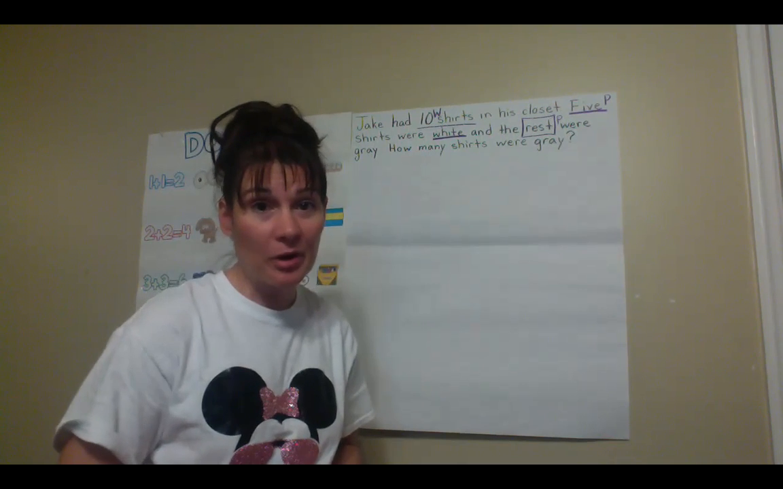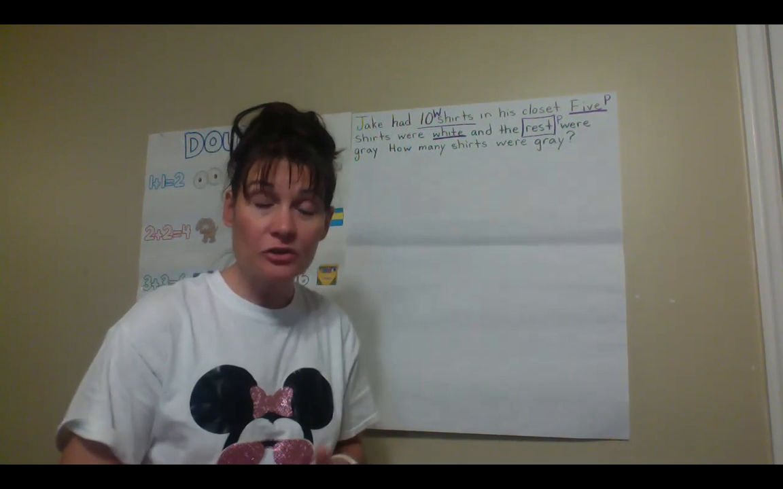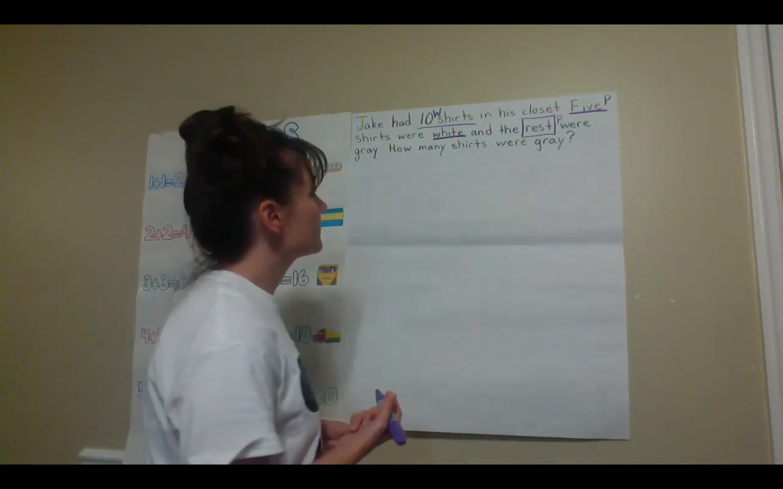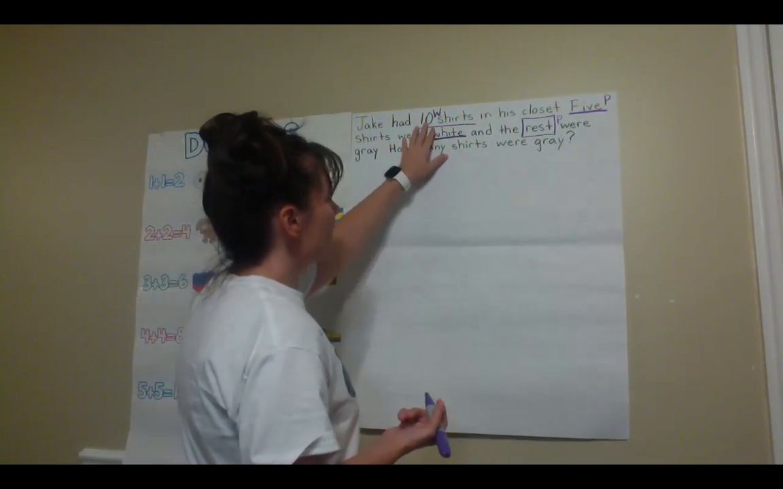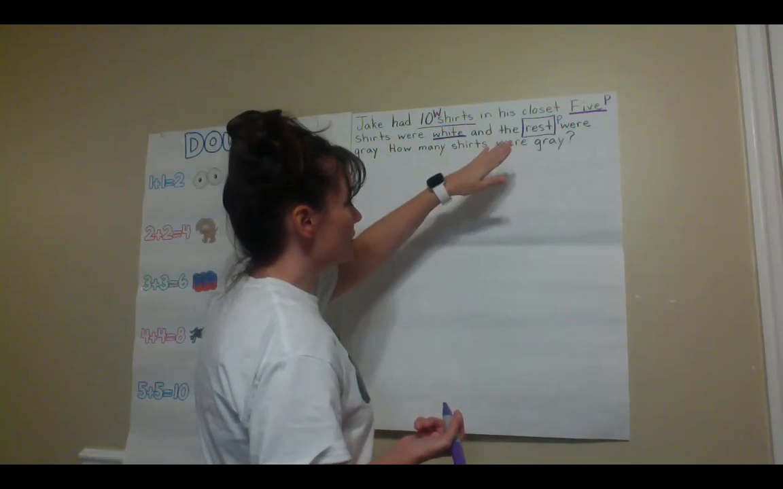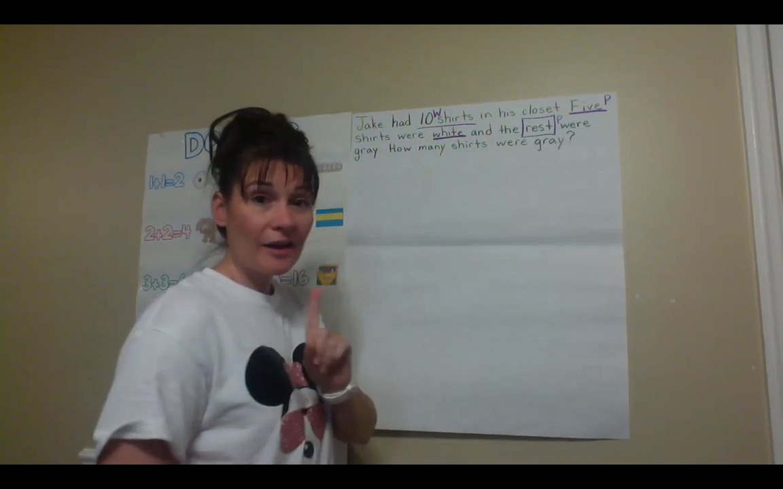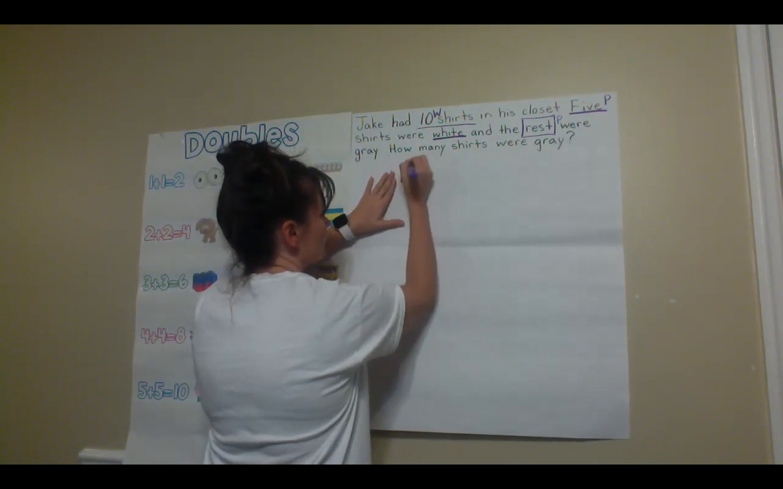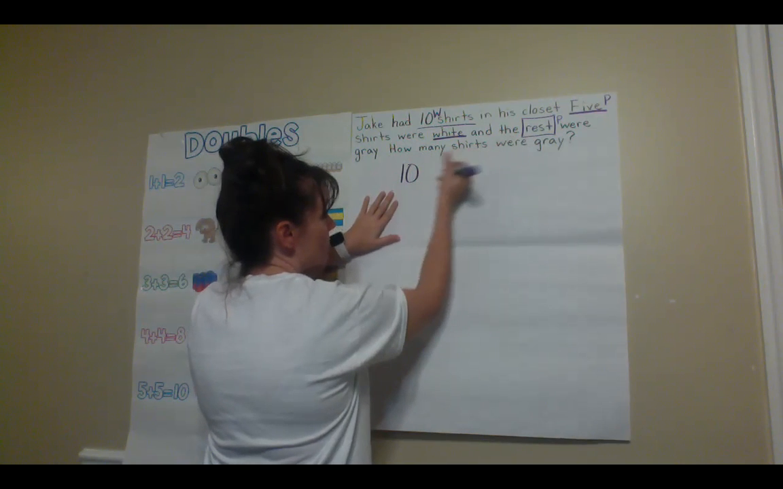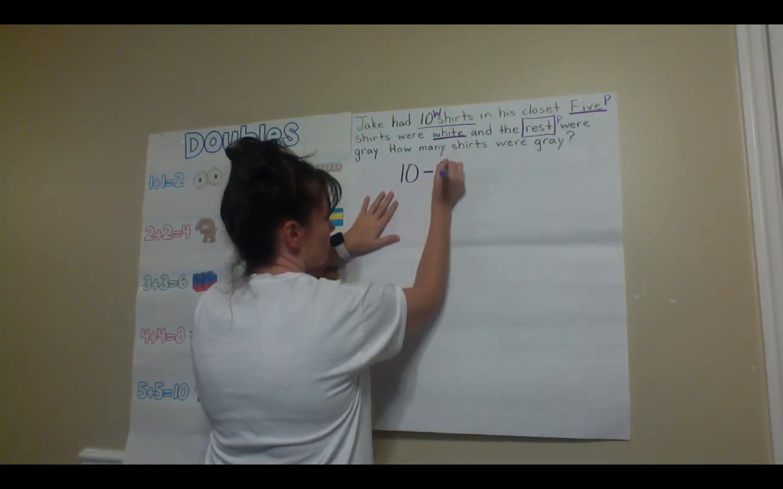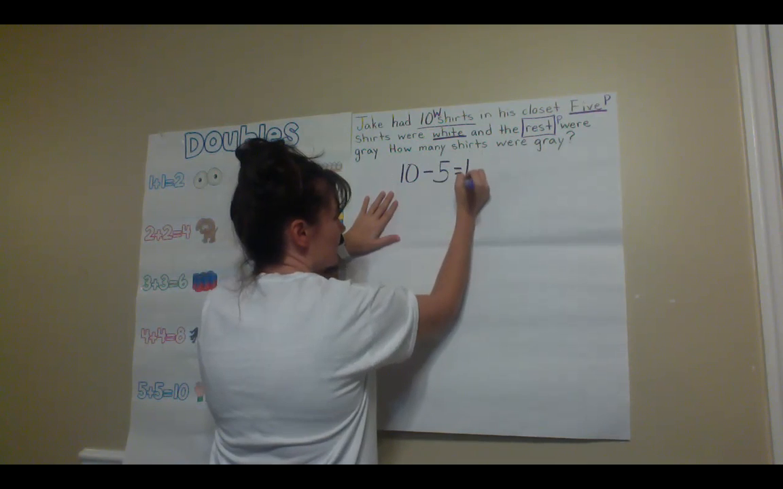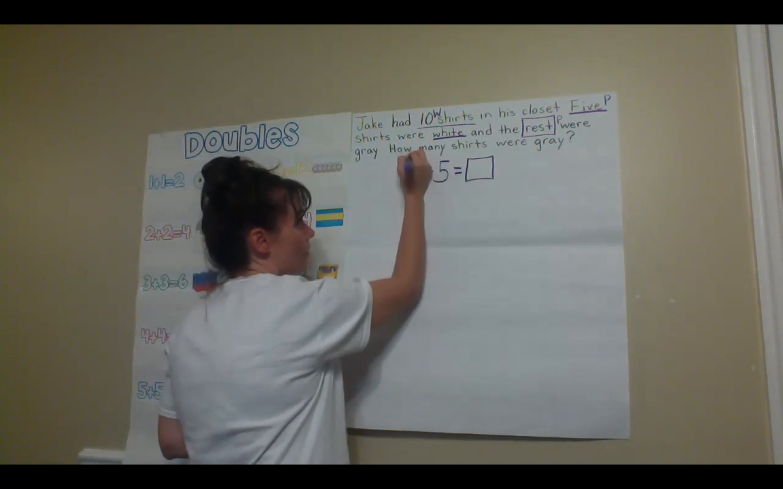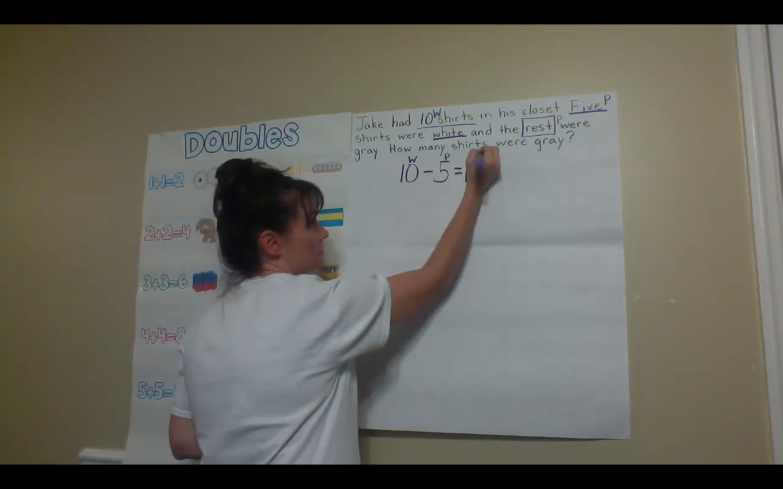So thinking about our problem, what equation could we use to help us solve it? I know this is my whole and that's my part that I know. I know that a whole minus a part can get the other part. So we have our whole minus a part equals the other part.